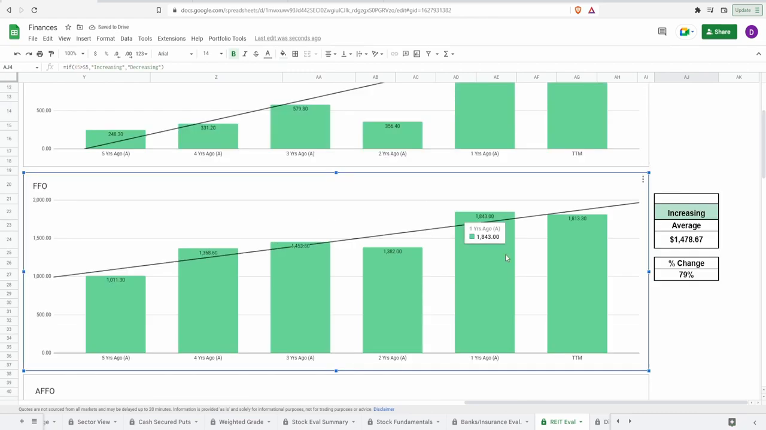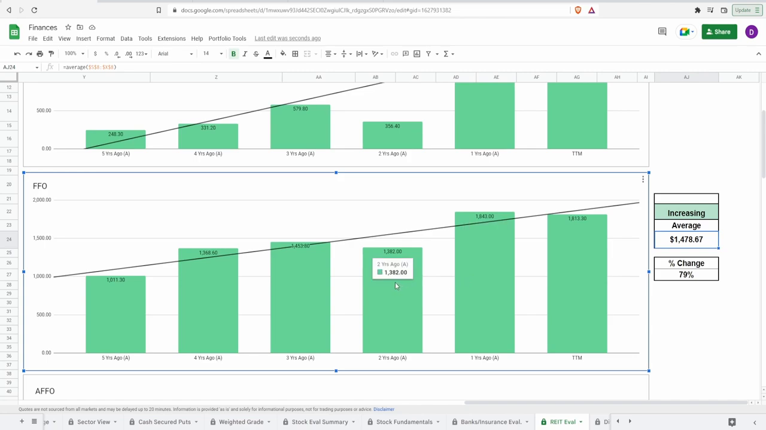Coming now into the FFO, the funds from operations. Guys, this is essentially the company's cash flow, not adjusting for capital expenditures. We've got $1 billion 5 years ago to $1.8 billion today. That is an increase, guys, of 79%, with an average of $1.5 billion in FFO. Now, we do see, once again, a very consistent increase from 5 to 3 years ago. And 2 years ago, they did go down, but it wasn't a lot. Then from 2 years ago to 1 year ago, they went up a really big amount, right?